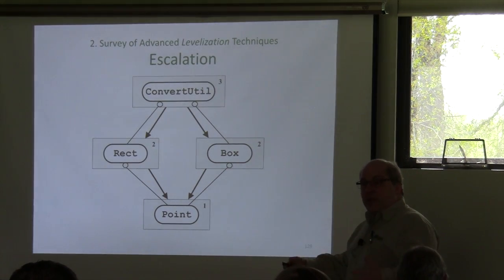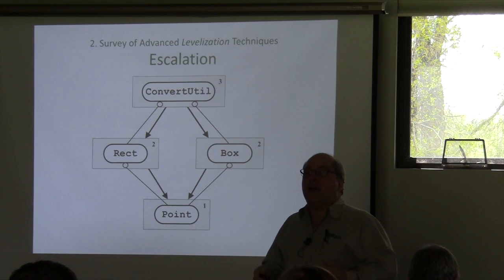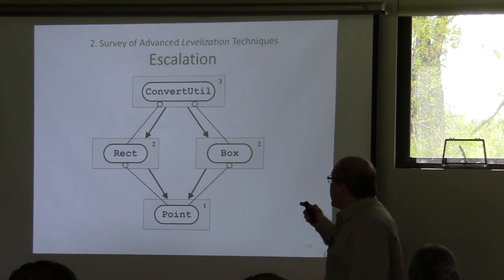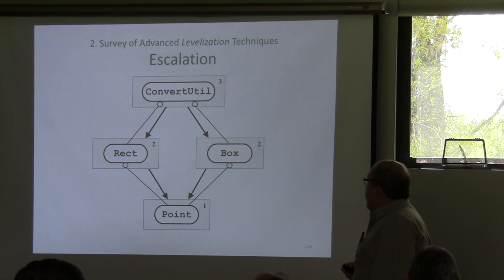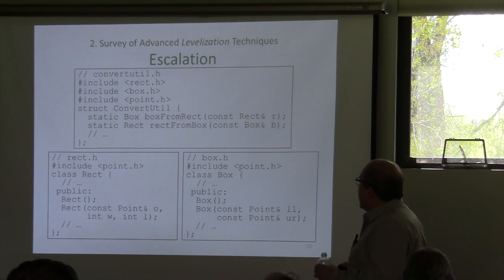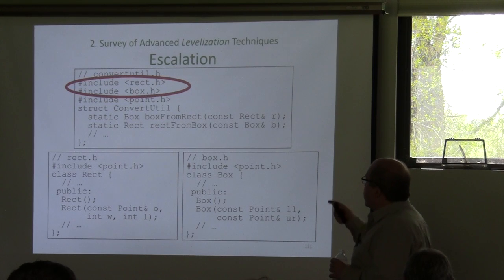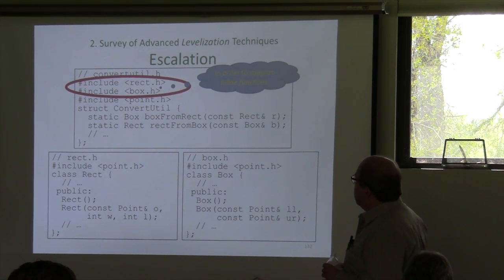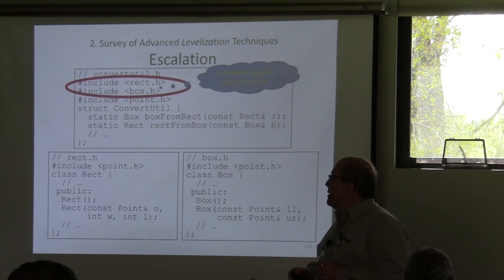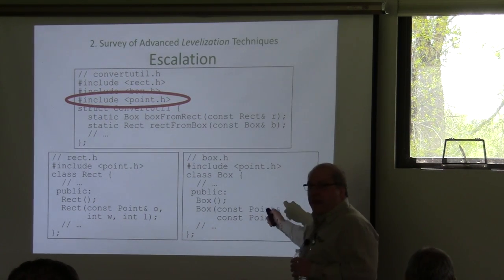Well, we need to expand. Typically what happens when you want to eliminate cycles is you have to make your design a little bigger and you need to factor it a little better. So this is how you do it. Now we have a convert util at the top and you'll notice that it includes rectangle and box. Why does it include rectangle and box? Well, in order to support inline functions. And we'll talk more about that later. Now, it also includes point. Now, notice that both of these things down here include point.